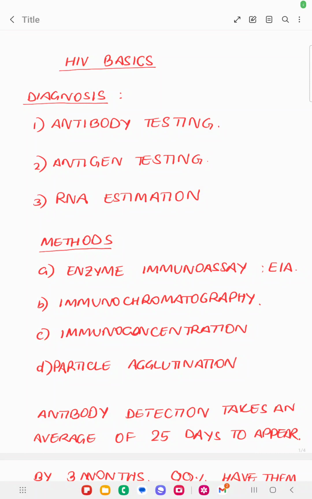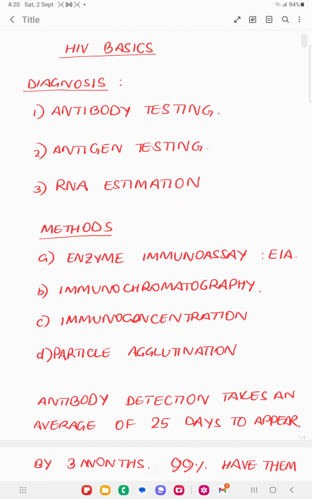How to establish the diagnosis of HIV in a patient? The diagnostic tests are basically based on antibody testing, antigen testing, and RNA estimation. And the different methods available, these are the common ones: enzyme immunoassay, immunochromatography, immunoconcentration, and particle agglutination.